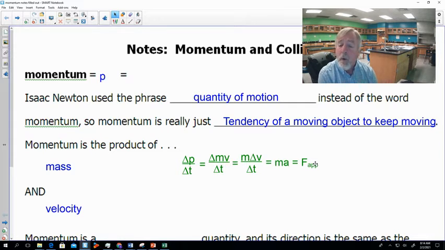And again, this fits very well with Newton's first law. An object in motion tends to stay in motion. An object at rest tends to stay at rest unless acted upon by an outside force.